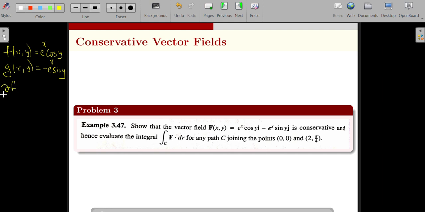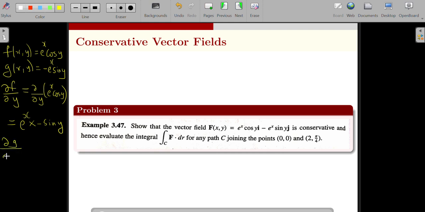So what will be ∂f/∂y? ∂f/∂y is equal to ∂/∂y of e^x cos y. This is equal to, since x is a constant, e^x into ∂/∂y of cos y, which will be equal to minus sin y. So ∂f/∂y is equal to minus e^x sin y.